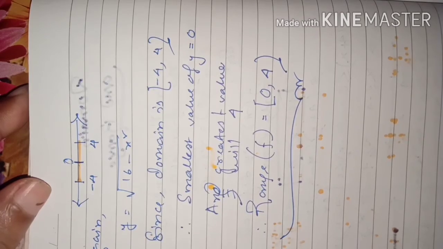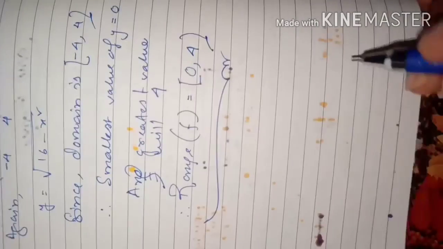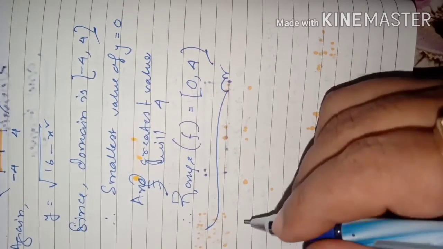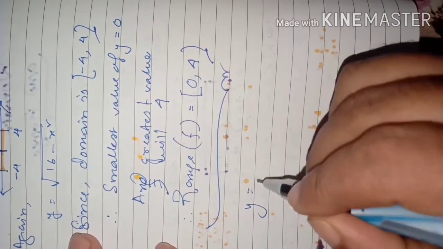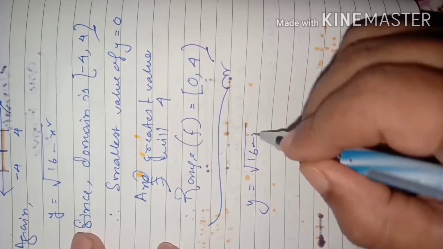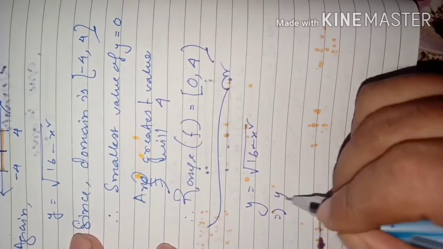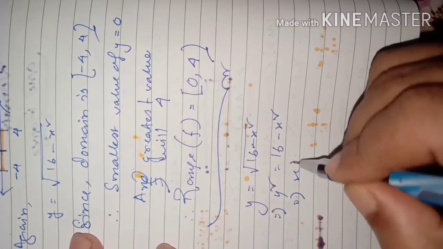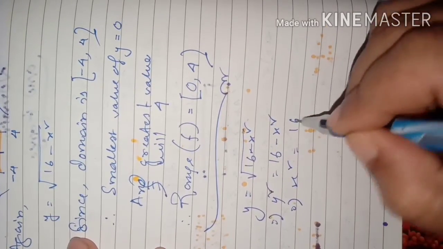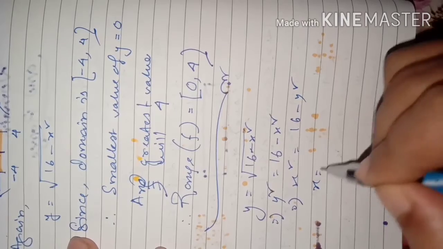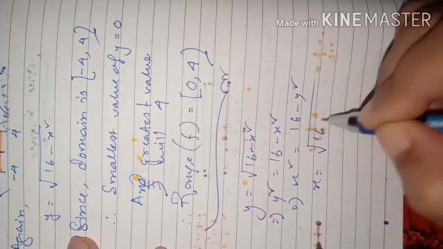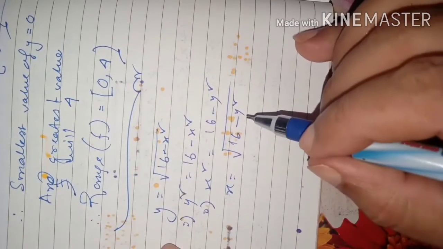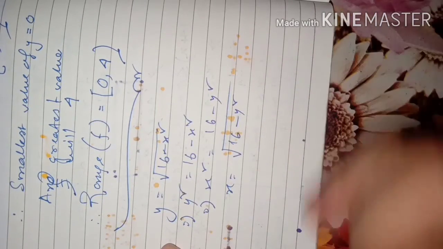Understood, students? Another way is also there. You can express x in terms of y, as I told you in some previous questions. Here y is given as under root 16 minus x square. Square both sides: y square equals 16 minus x square, x square equals 16 minus y square, x is equal to under root 16 minus y square. Now if we take a y value here, then you will get the corresponding x values.